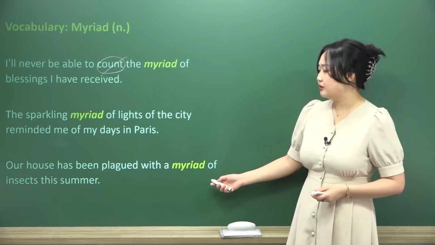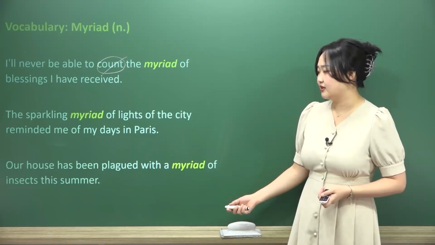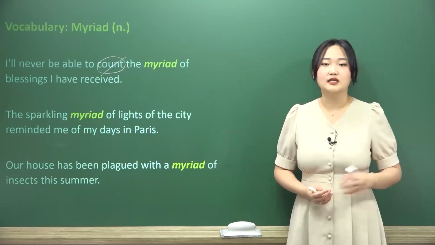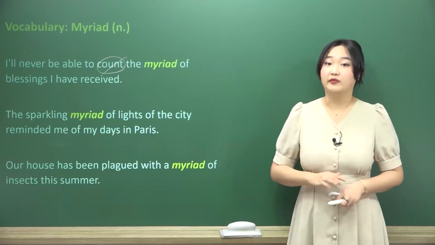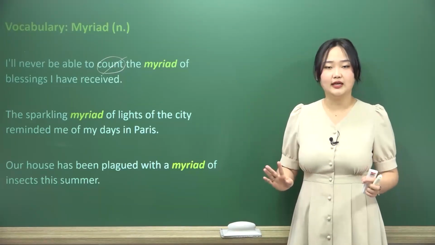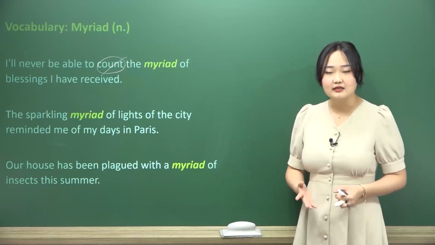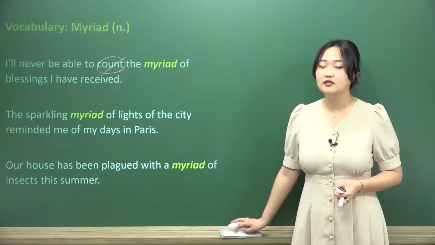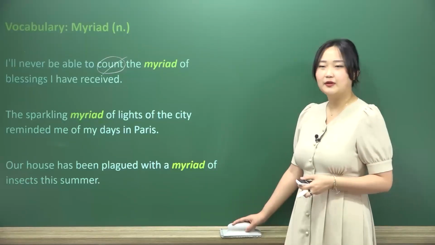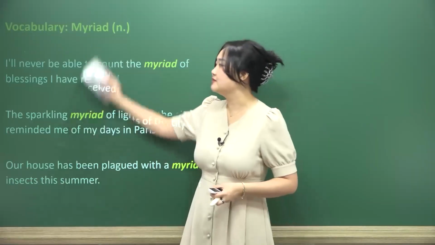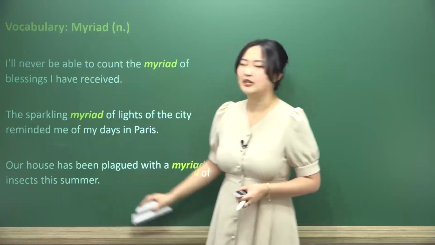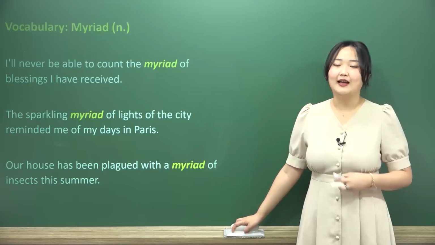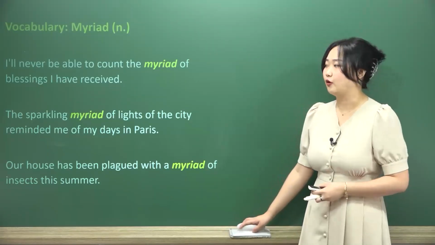Our house has been plagued with a myriad of insects during this summer. Of course, if it's summertime, I know for me, when there's mosquitoes in the house, there's not just one, but there's a lot of them. Too many to count. That's why we can say easily here that there is a myriad of insects inside the house during the summer. You guys probably agree with that too. You probably have had times where you were sleeping and you just hear mosquitoes flying around. Too many to count. You kill too many to count, and there have been myriads that were around you before.